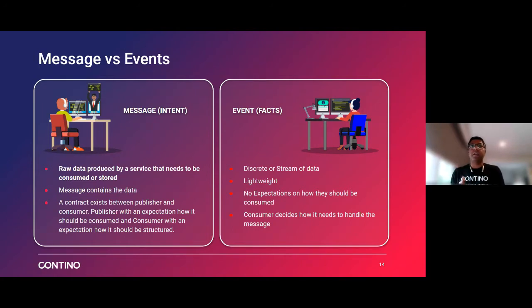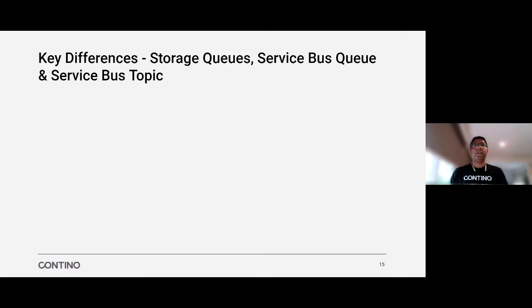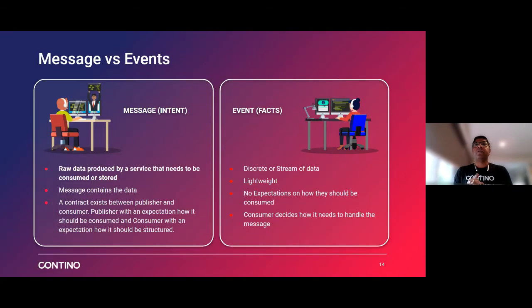The next set is basically events, which are facts. So they are discrete facts. Something happened, the door opened. Yeah. So something happened and you've basically got an event, the door is open, and that's like a discrete event.